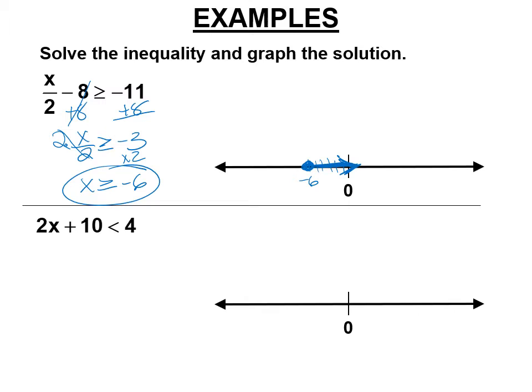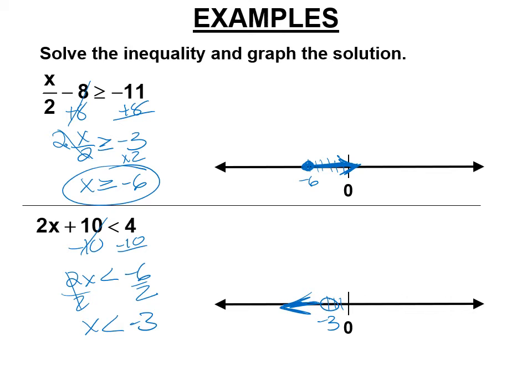Okay, subtract 10 from both sides. 2x is less than negative 6. Divide both sides by 2. x is less than negative 3. Negative 1, negative 2, negative 3. Open circle on negative 3. We need the numbers less than negative 3. All the numbers that make it true are less than negative 3.